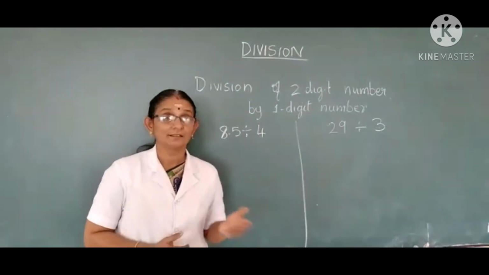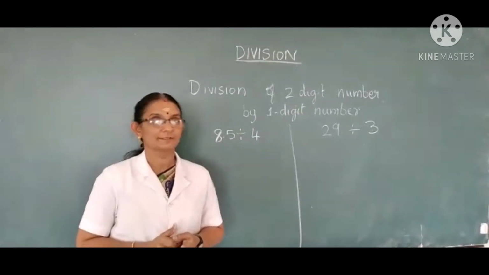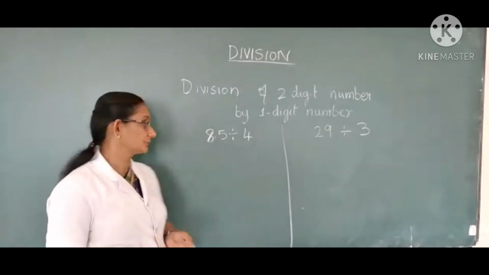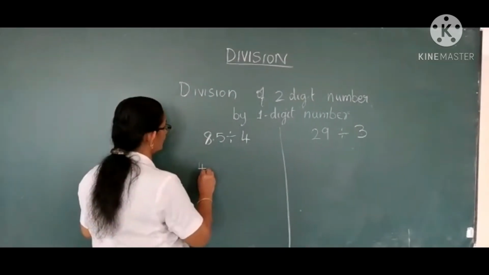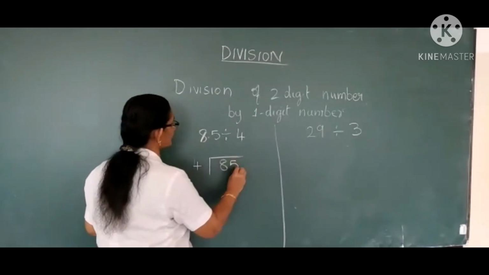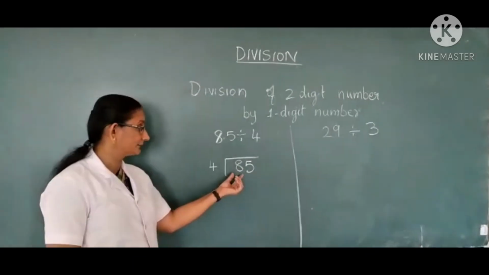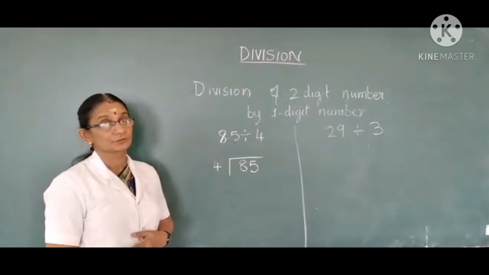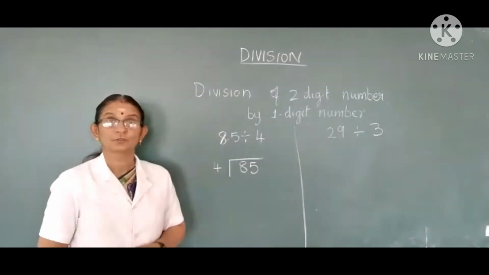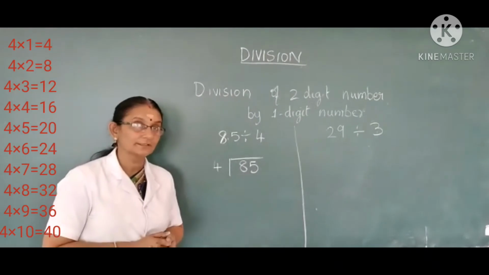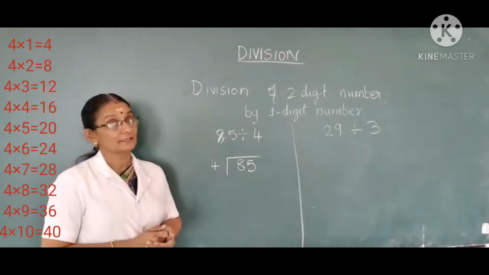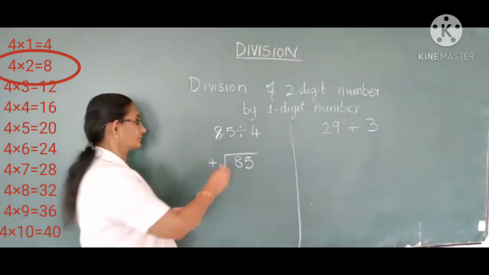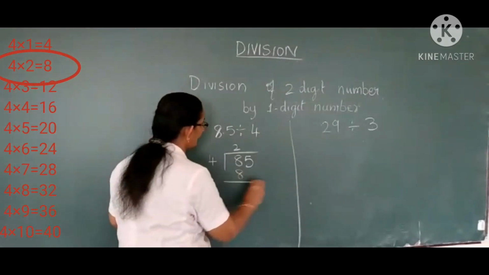So children, let us start revising from 2-digit numbers first. Okay, so first we are going to divide 85 by 4. Now you can see that the digit in the first place is greater than 4. So, let us see how many times 4 goes in 8. Can you tell the table of 4 and see how many times it goes in 8? Yes. 4 into 2 is equal to 8. So, you can write 4 into 2 is equal to 8.